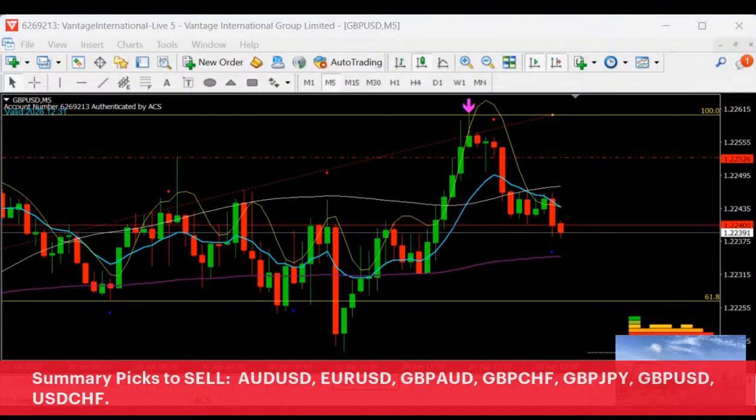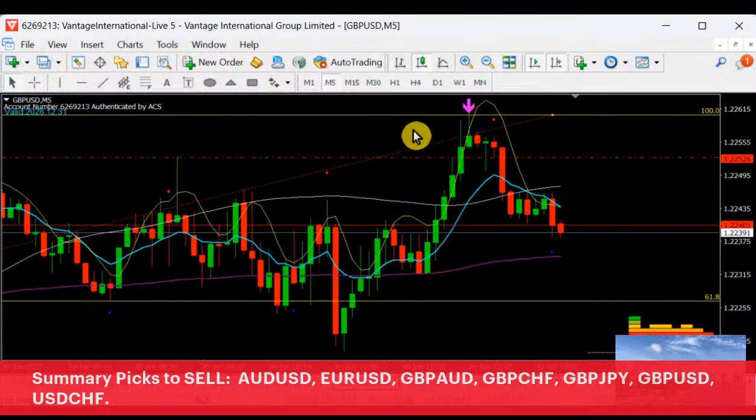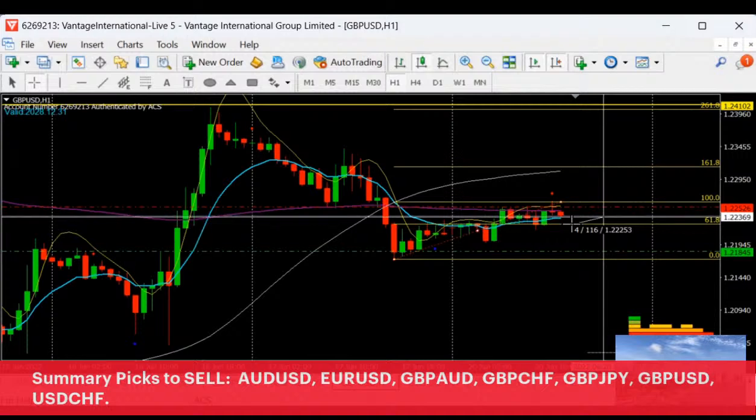Pound dollar, can I enter now? If you are to enter now, I will say that yes, you can, but remember that we are in a very tight space here. We don't really have a lot of space. If you have entered this pound dollar, just remember that one support over here first. If this support is broken, then the very next one we can go lower.